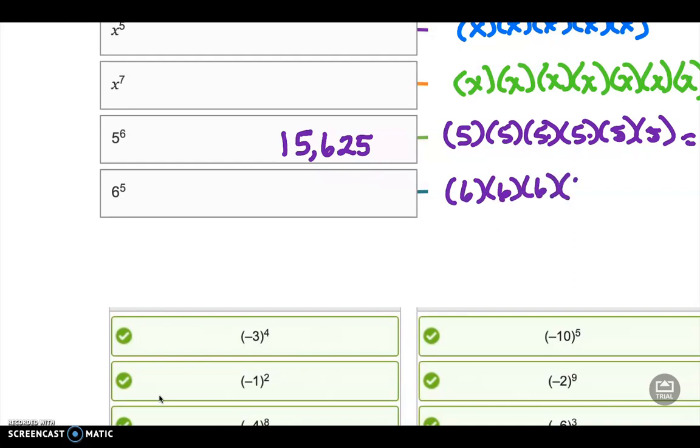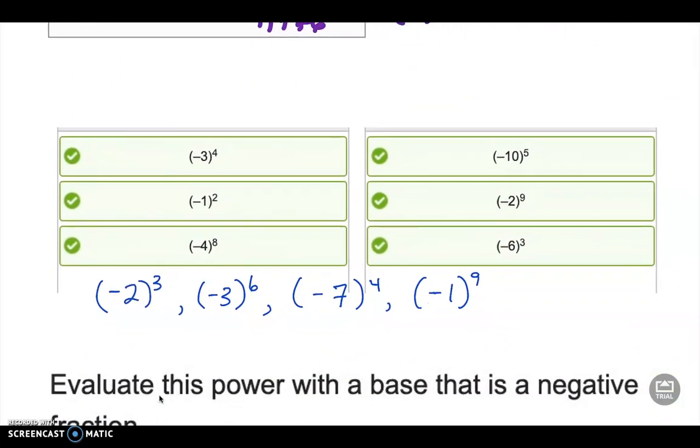6 to the fifth, then, because 6 is the base, is 6 times 6 times 6 times 6 times 6. So there's 1, 2, 3, 4, 5. Remember, the base is what's being repeated. The exponent is the number of times. So if I do 6 to the fifth, and if I were asked the value, that would be 7,776.